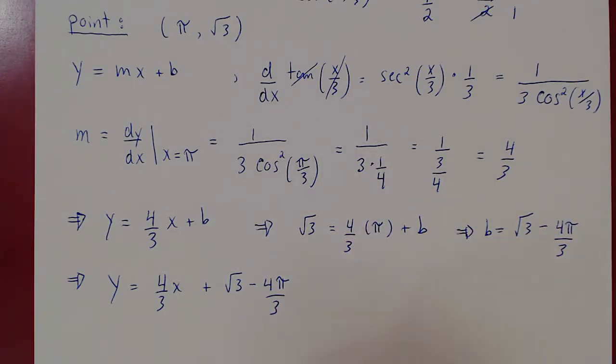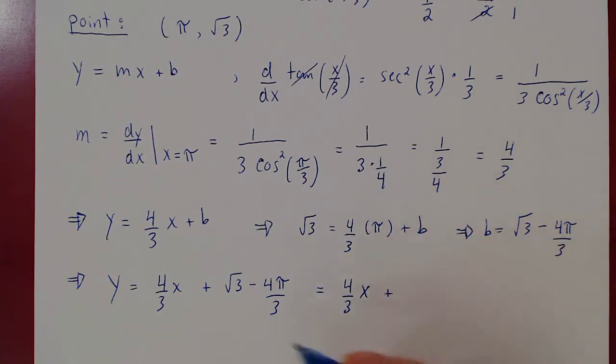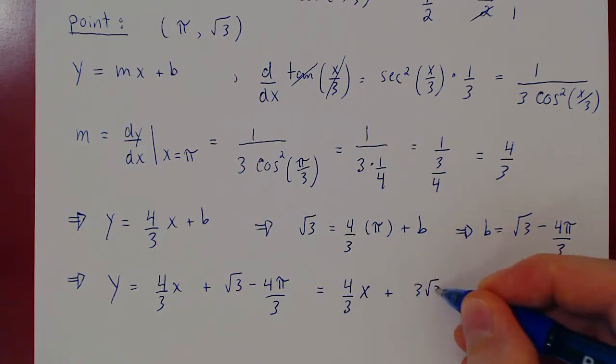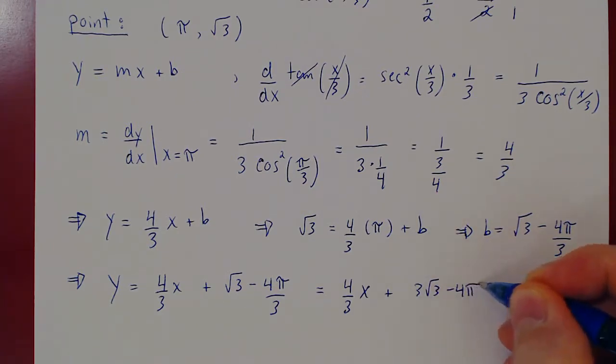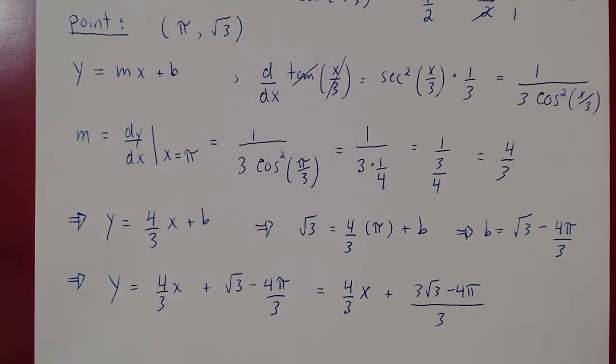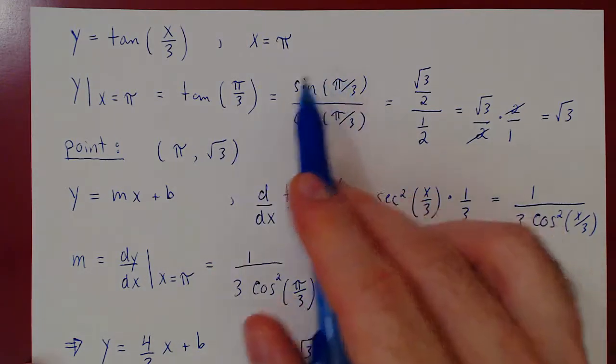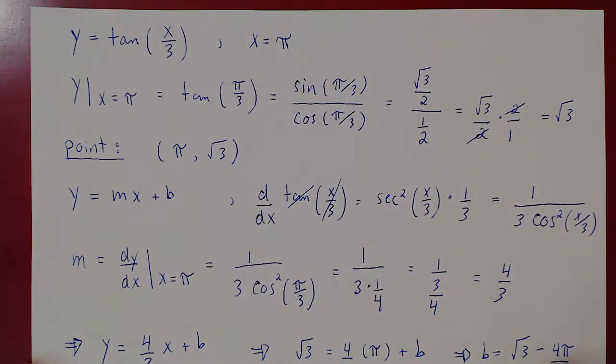If we wanted to, we could put everything over 3, but that is really just optional. You'd have 4/3 x plus, if you want this over 3, multiply by 3 over 3. So you'll have 3 root 3 minus 4 pi all over 3. And that is the equation of the tangent line. So it really doesn't change anything that we have a trig function. The only difference is you have to know special values of sine and cosine. Let us now consider a second example, now involving an inverse trigonometric function.